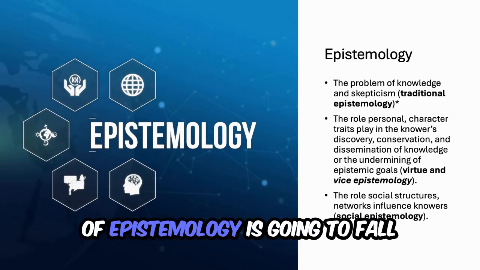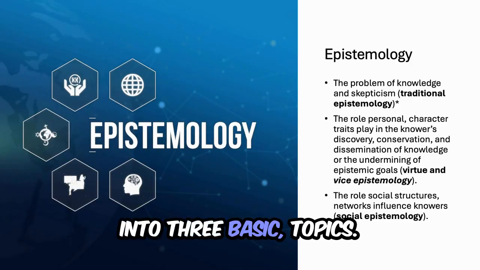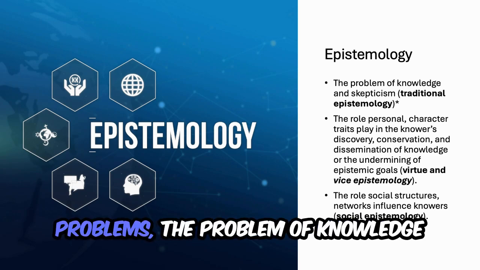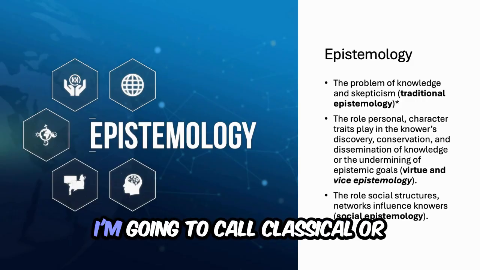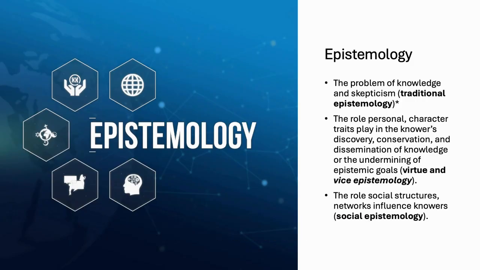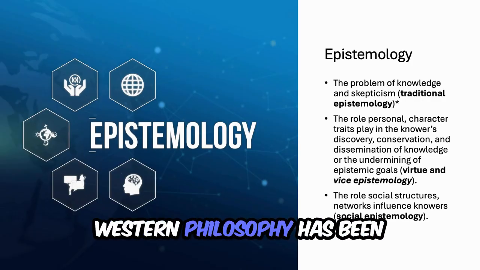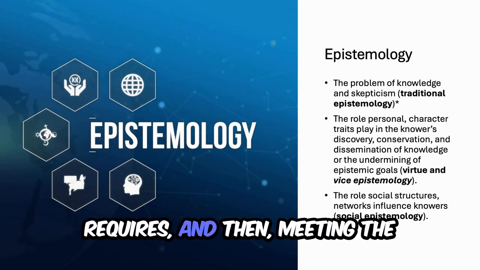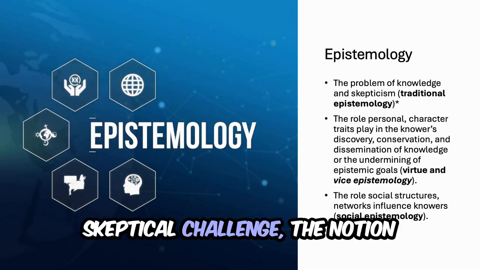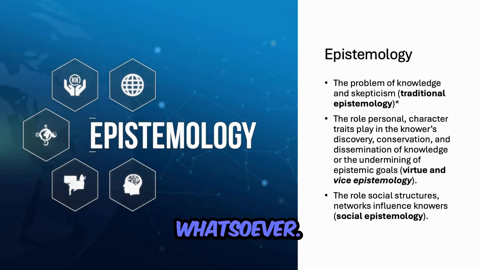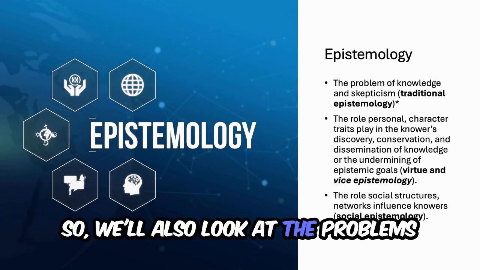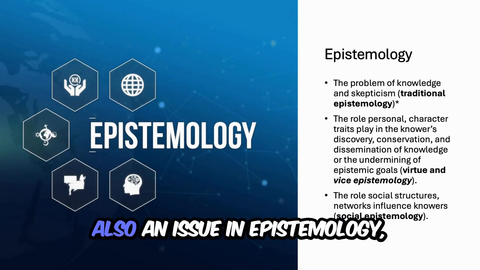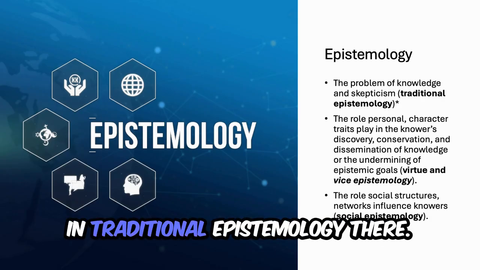And our examination of epistemology is going to fall into three basic topics. First, we're going to look at one of the main problems, the problem of knowledge and skepticism in what I'm going to call classical or traditional epistemology. Traditional epistemology in Western philosophy has been focused on defining knowledge, understanding what justification requires, and then meeting the skeptical challenge, the notion that we can't have any knowledge whatsoever. So we'll also look at the problems of testimony a little bit later in the semester when it comes to conspiracy theories. Also an issue in traditional epistemology.